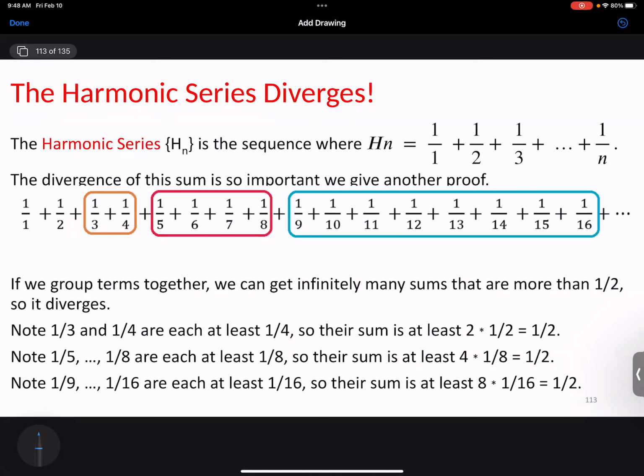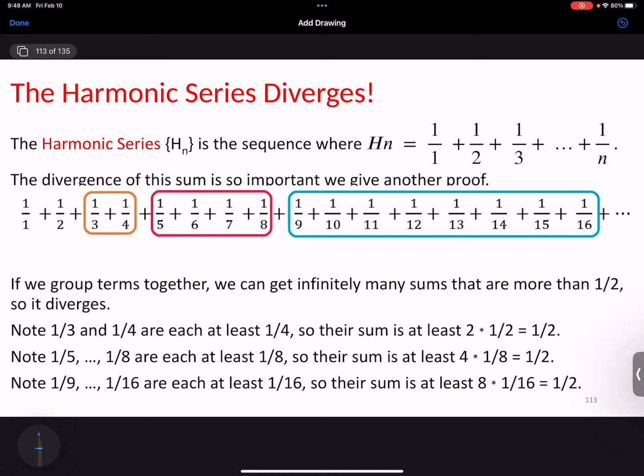For the next one, if I go from 1/9 all the way to 1/16, each term is at least 1/16. I have 8 of them. That's at least 1/2. So as I keep going down like this, I can get a lower bound for any finite sum. It's going to be slow. If I want to get an extra factor of a half, I have to double the number of terms I look at. It's growing slowly, but it is growing.